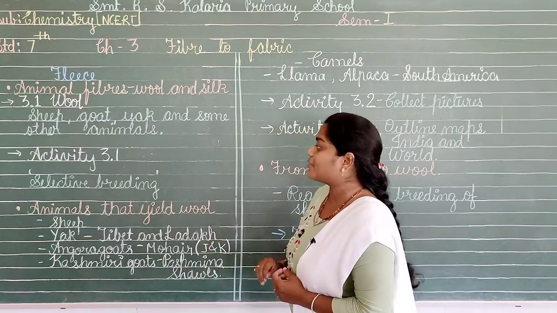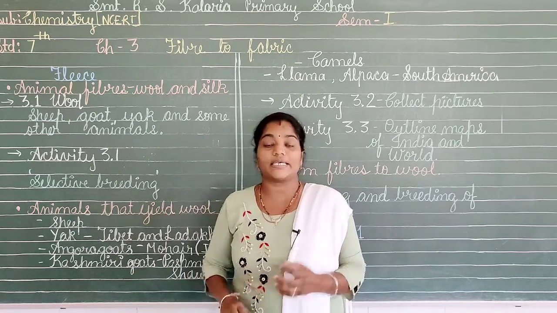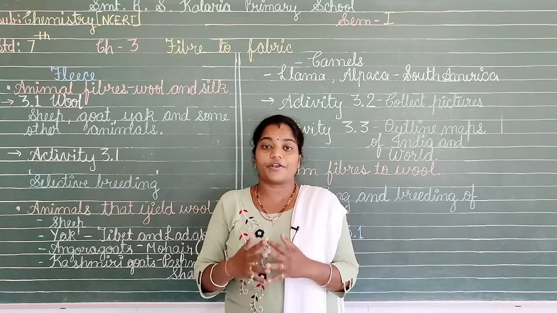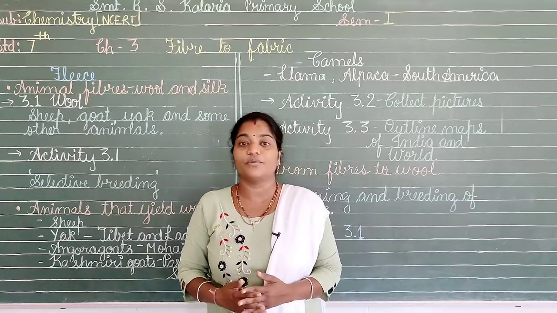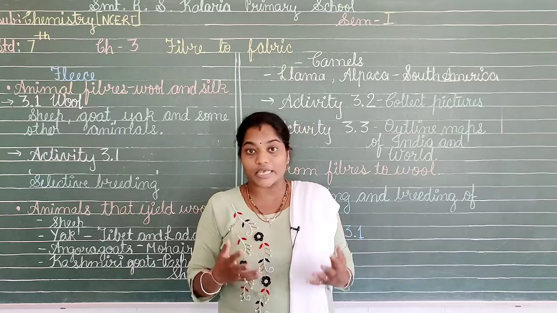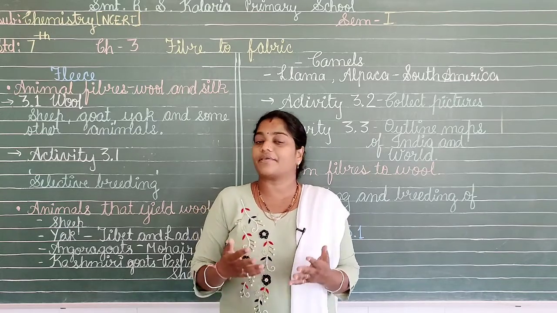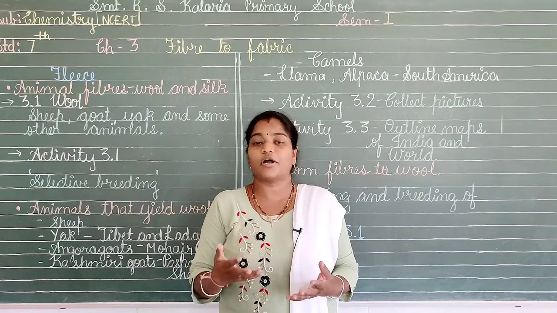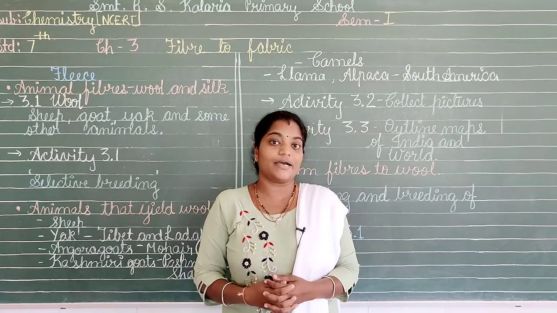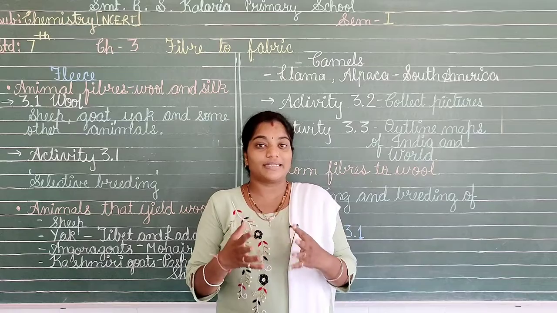Now the next thing we have is selective breeding. As we are doing the rearing of animals, what is this rearing? We will come to know in the next topic soon. So what we have to do? We are taking care of the sheep, the yak, the camel and the goat for obtaining wool and hair from their body. So we have to find out the profit for that purpose.